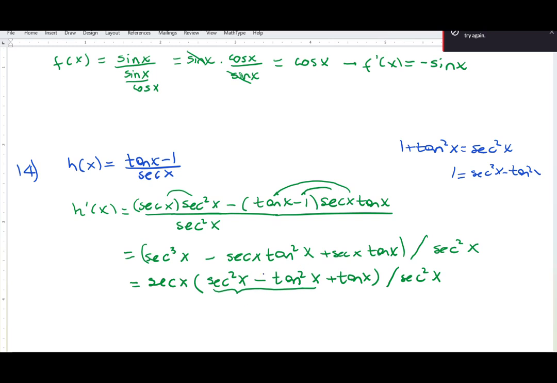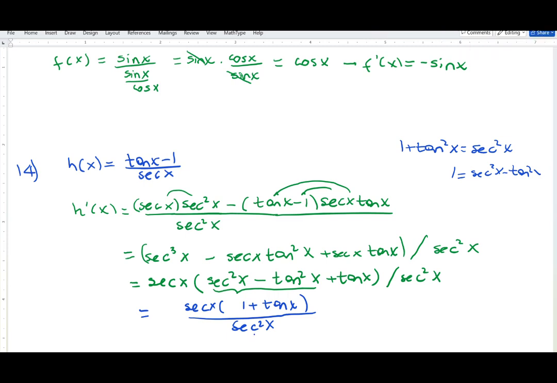So you're going to have 1 plus tangent x in the middle there. So 1 plus tangent x. And don't forget up front you have a secant x, and you're dividing everything by secant square of x. And now when we simplify it, secant over secant square, you only have a secant left in the denominator. So 1 plus tangent x remains on the top. So finally the answer will be 1 plus tangent x divided by secant of x.